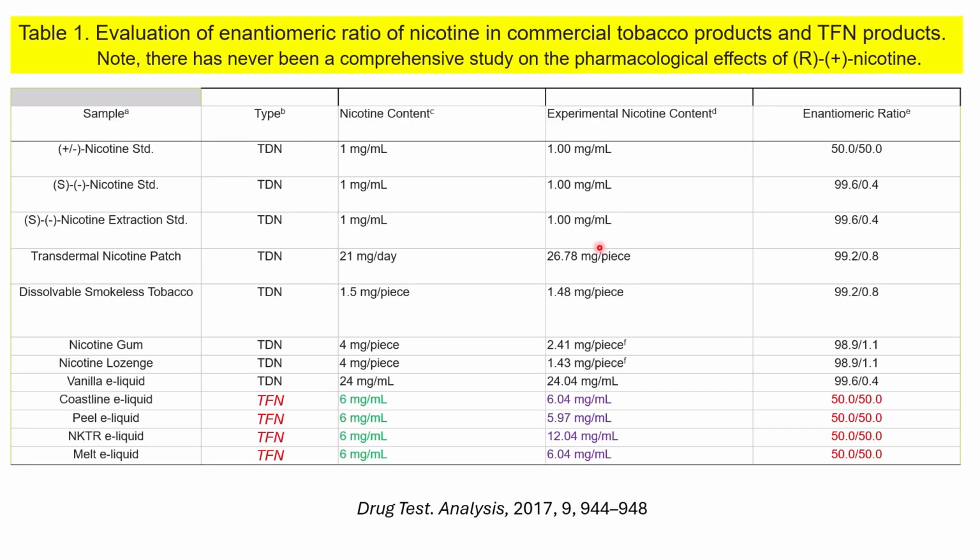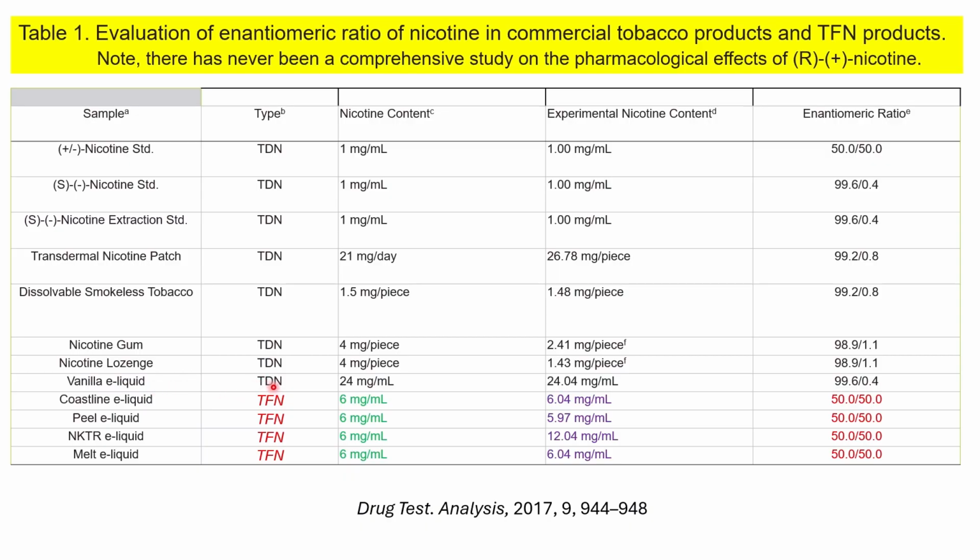We then proceeded to analyze a lot of nicotine in commercial tobacco products and in tobacco-free nicotine products. And I'm going to have you focus your attention on the bottom 5. These are the e-liquids. We'll skip the gums, the lozenges, and the various smokeless tobaccos and patches for the time being, and just focus on the e-liquids. And look at the concentrations of the first e-liquid, which is right here.